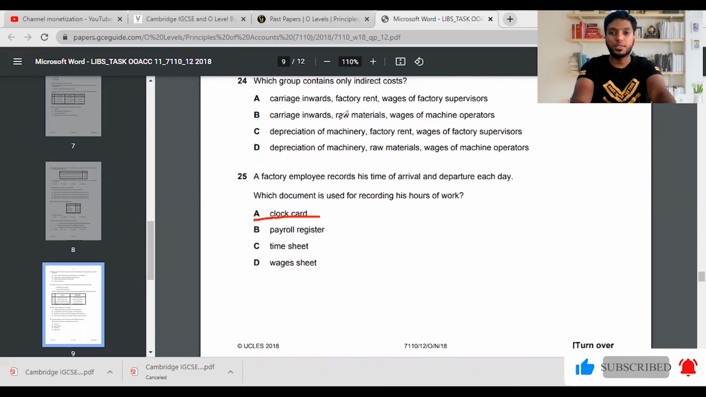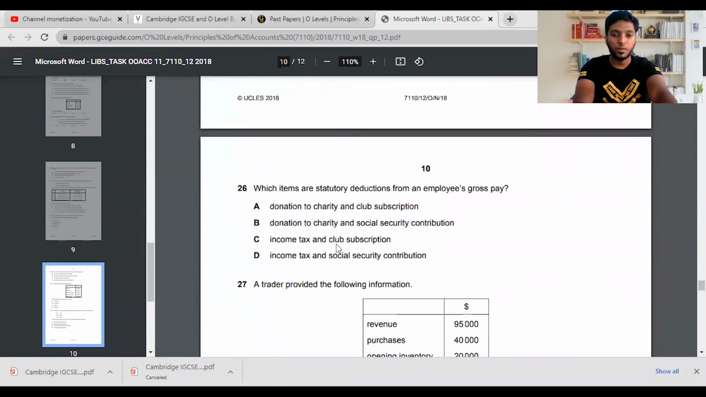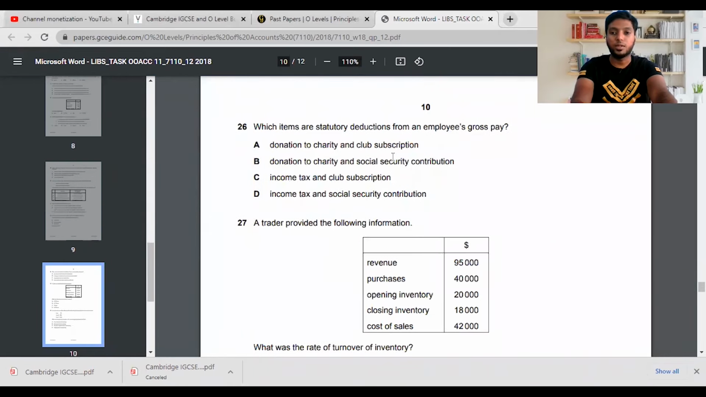We'll move on to the 26th MCQ then. What do we have on 26th? Which items are statutory deductions from an employee's gross pay? Now this 25, 26 you can exclude because this is not much testable in your syllabus. They have removed employee payments, so you don't need to worry about it. Even if you get it wrong when you're doing this paper, it doesn't matter. On your upcoming papers on 7707 you will never find a question like this, but still I'll explain.